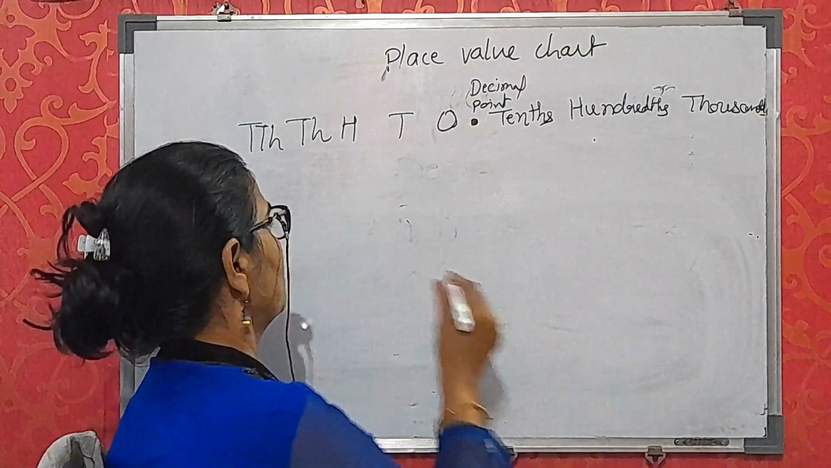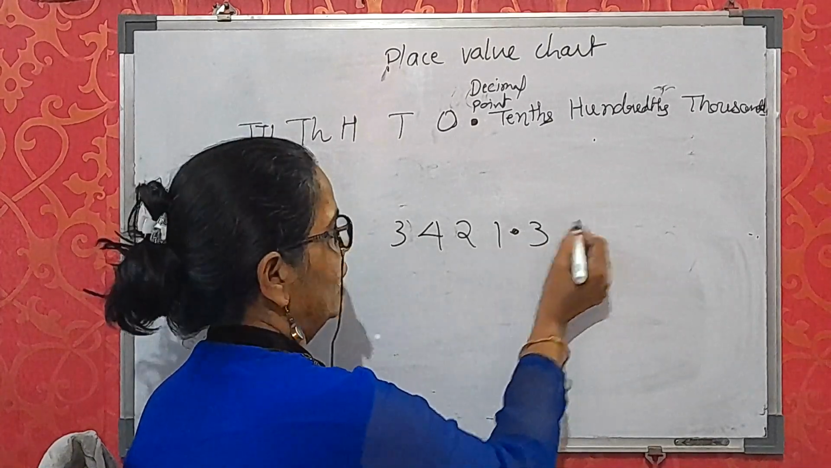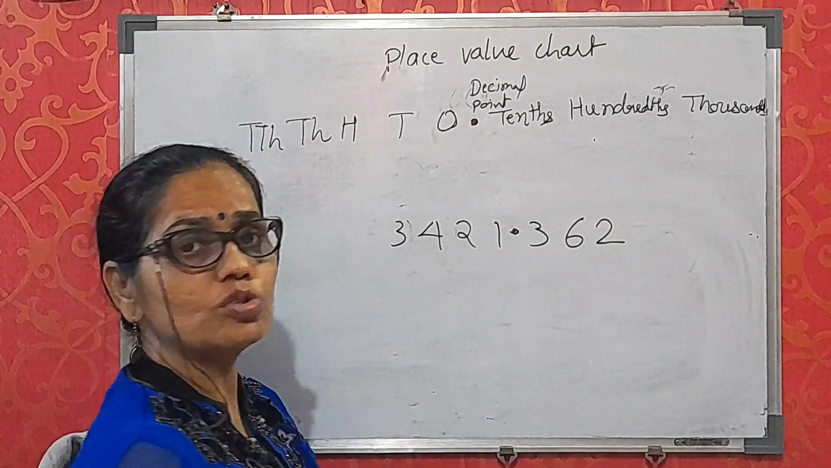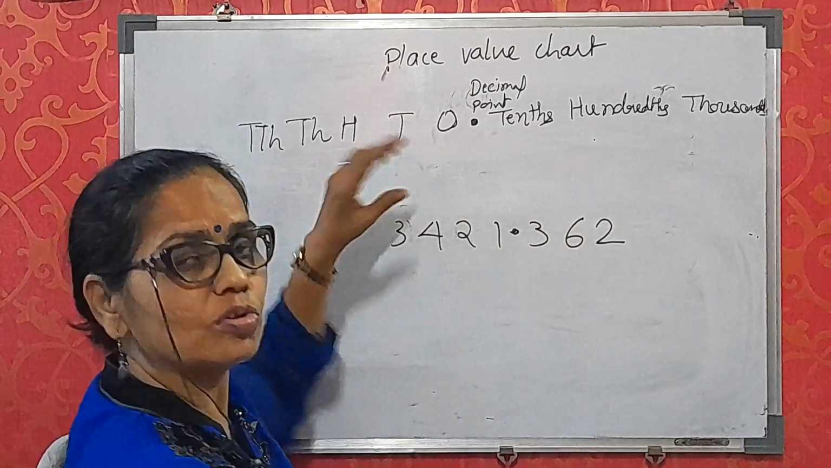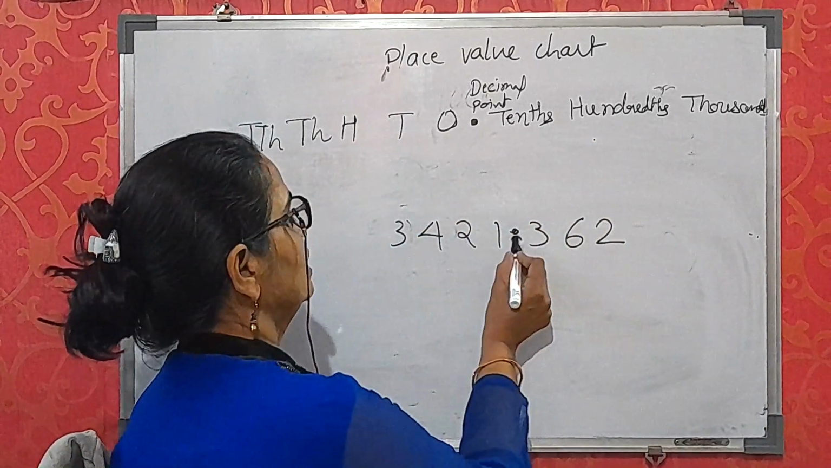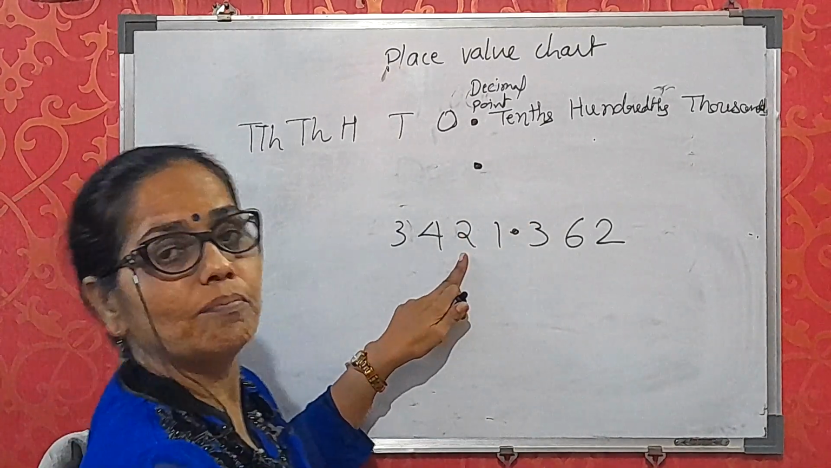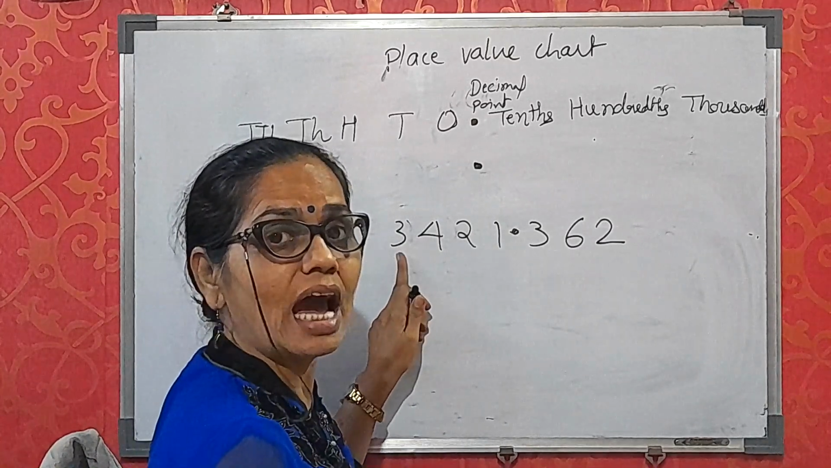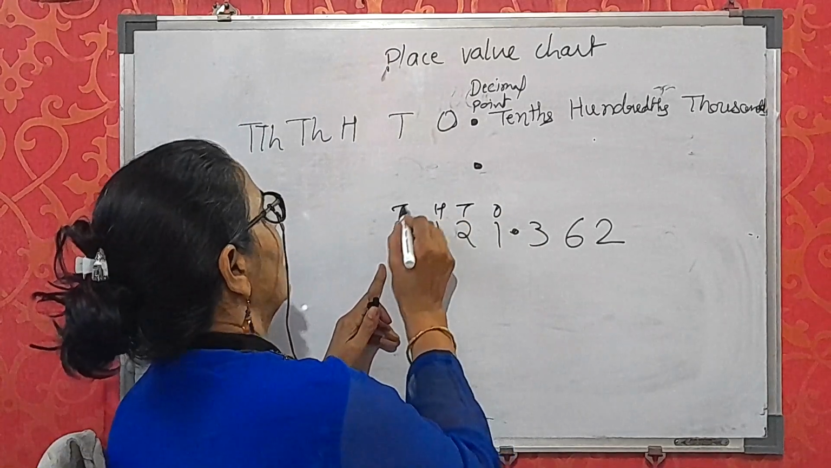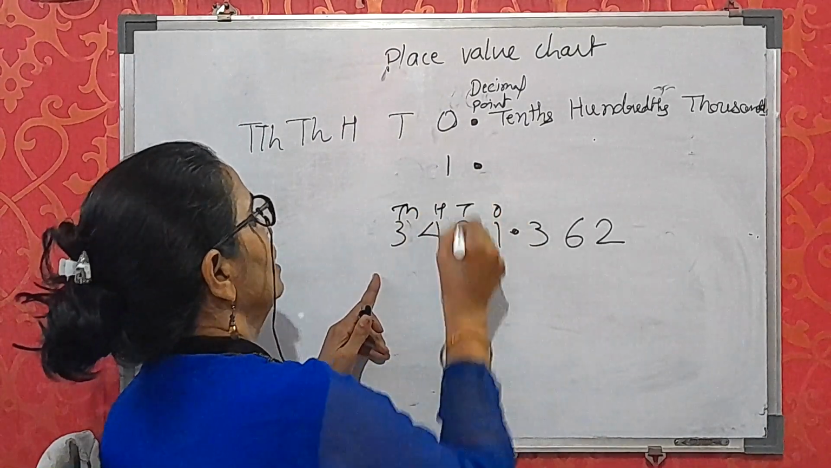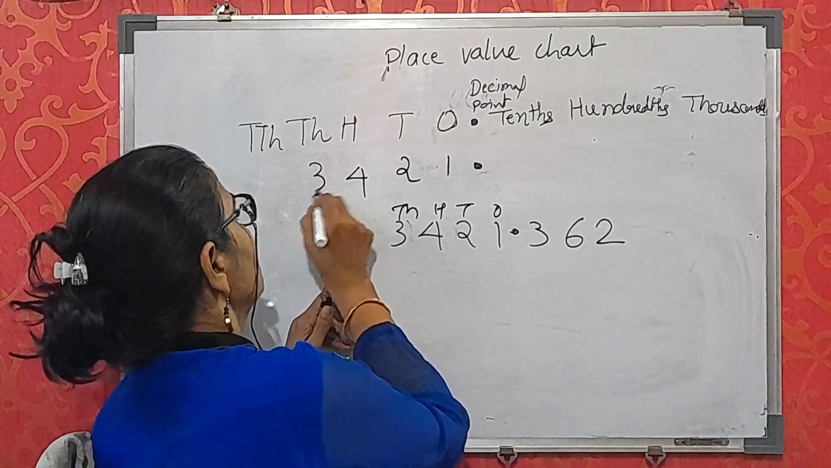Now look here. Suppose it is 3421.362. So I want to put this in a decimal table. So how will I put it? It's a very simple method. The decimal point below this, just put it. Before the decimal point are always whole numbers. So ones, tens, 100, 1000. So ones place 1, tens place 2, hundreds place 4, thousands place 3.